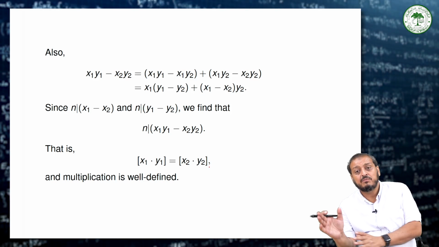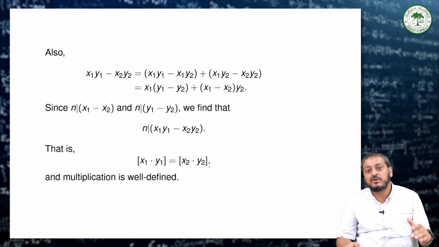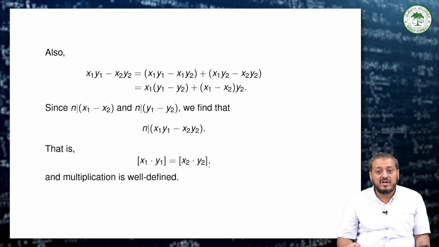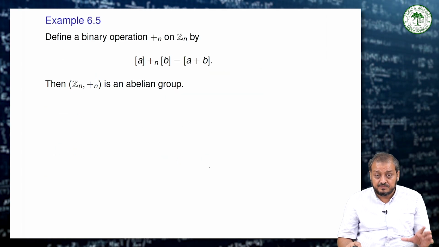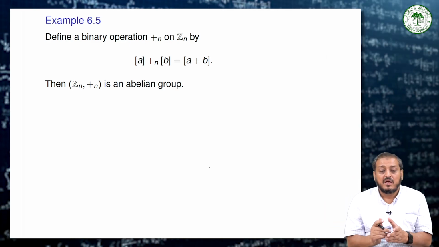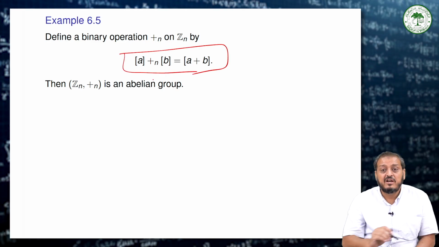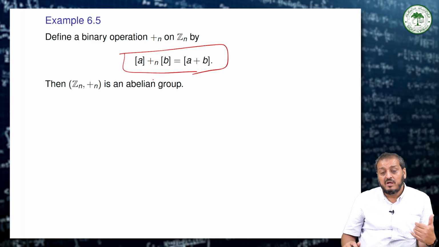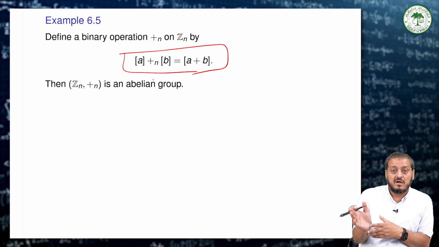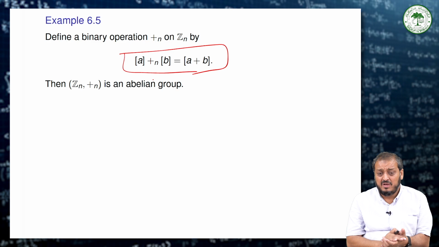So we say that on the set of integers, addition modulo n and multiplication modulo n are well defined operations. Now, since they are well defined operations, my question is this: we already showed that this is a well defined operation, so is Zn under the binary operation addition modulo n an abelian group or not? So we have to try.